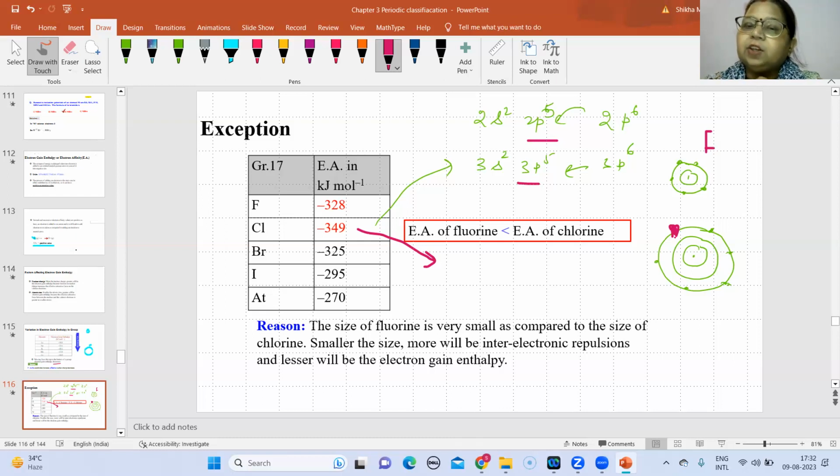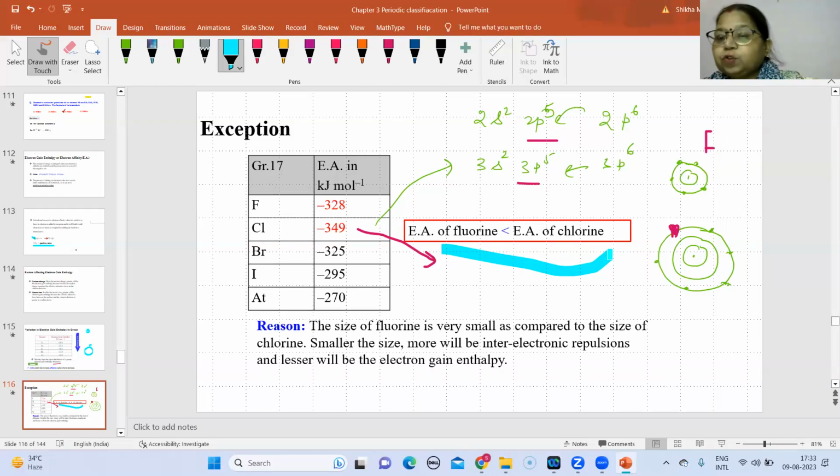Technically, if you read what I have written on the slide, that is the precise answer to the question kept here, that why the electron affinity of chlorine is more than that of fluorine, right? So we say that the size of fluorine is smaller as compared to size of chlorine. And if you want to be more precise, you will say the size of 2p orbital is smaller than that of the 3p orbital, right? So the smaller the size, lesser will be the space, more will be the inter-electronic repulsion. Inter-electronic repulsion means the repulsion taking place between electrons, right? And so it will have a lesser electron affinity.